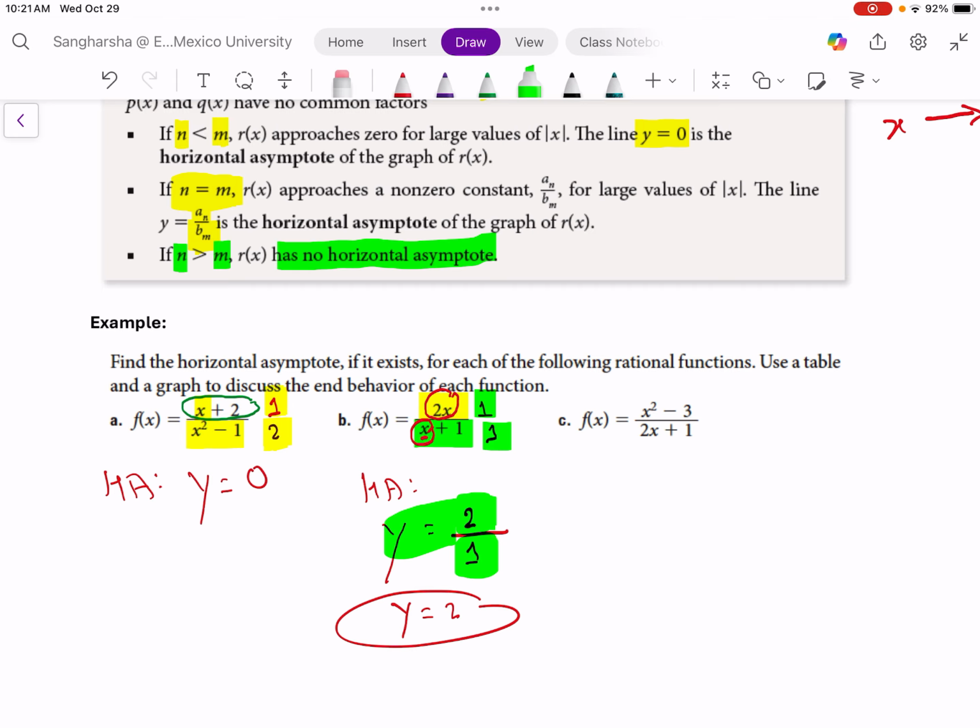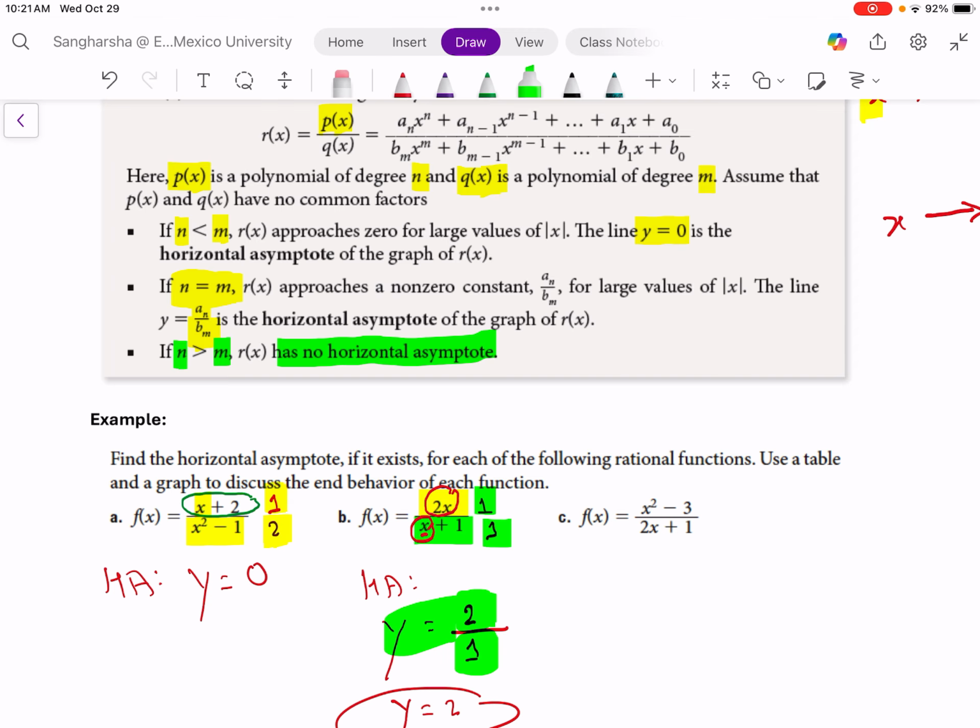You need to know the degree of numerator and the degree of denominator. If degree of numerator is less than degree of denominator, y equals 0 is always the horizontal asymptote. If degree of numerator and degree of denominator are equal, then y equals the coefficient of the leading term of the numerator divided by the coefficient of the leading term of the denominator is the horizontal asymptote. The last case, if degree of numerator is greater than degree of denominator, there is no horizontal asymptote.